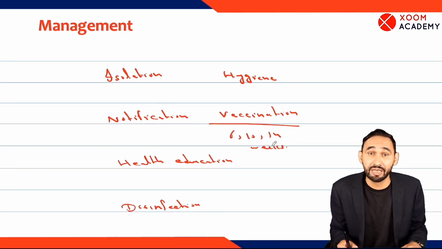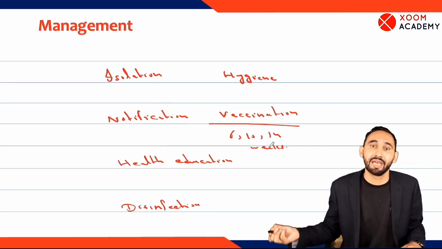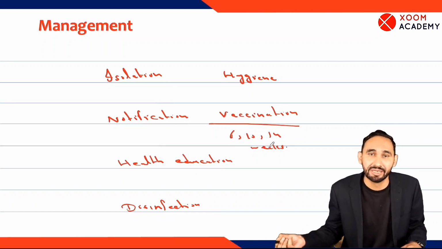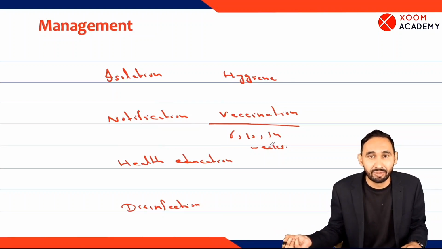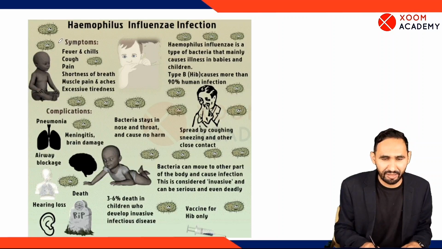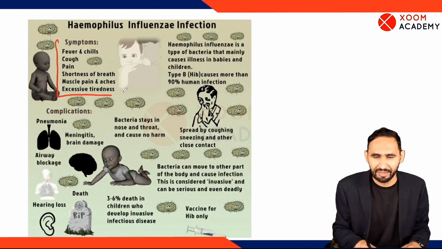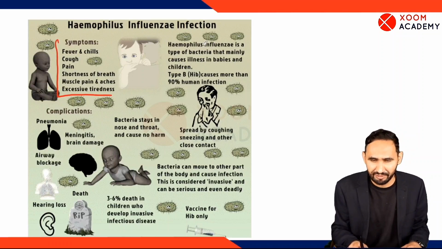Vaccination has improved the immunity. It has reduced the mortality due to influenza. It has reduced the pandemics of influenza. Plus, vaccination can be given in winter season to children and older people, to those who are vulnerable. And these are the common symptoms of influenza: fever, chills, pains, shortness of breath.